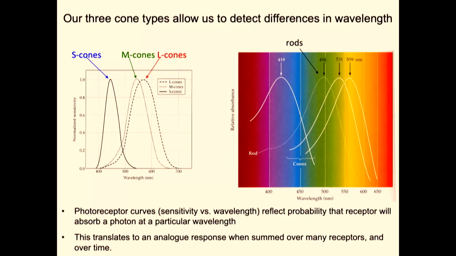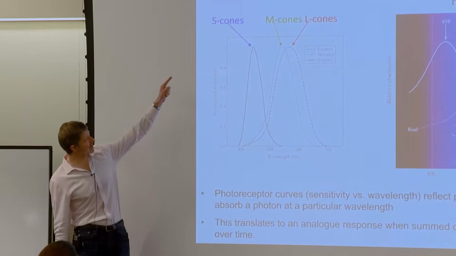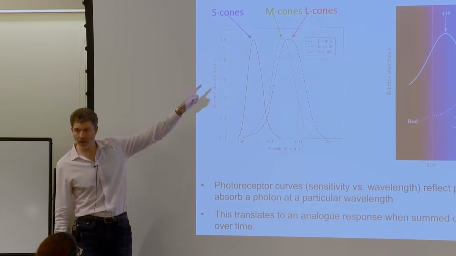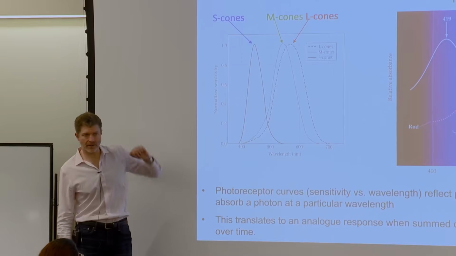And our ability to detect differences in wavelength relies on the fact that we have 3 different types of cones. Remember, the photoreceptors in the retina are either rods or cones. The cones come in these 3 variants, and those are differentiated by their spectral sensitivities. This is the spectral sensitivity of the 3 types of cones. The scientific term for them is S cones, M cones, and L cones. That stands for short wavelengths, medium wavelengths, and long wavelengths. They're often colloquially called the blue, green, and red cones.